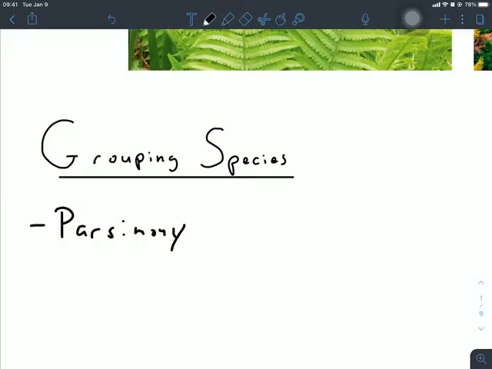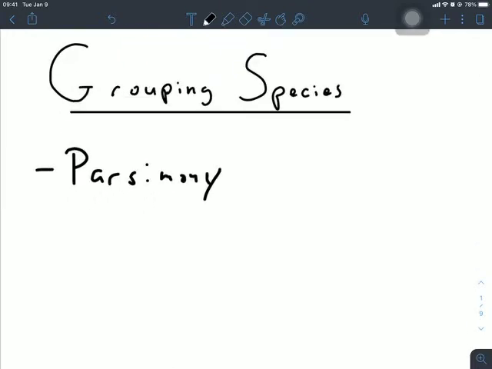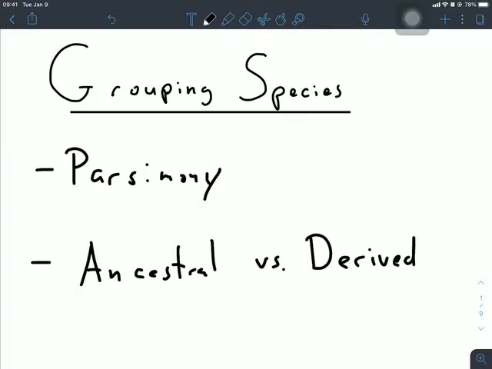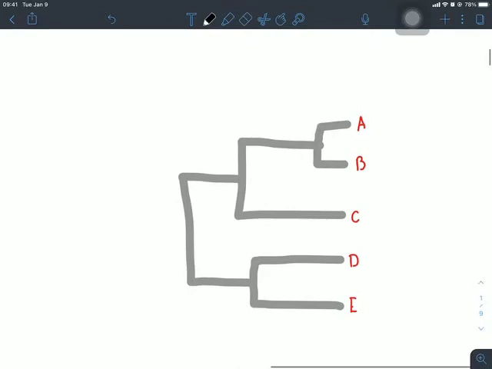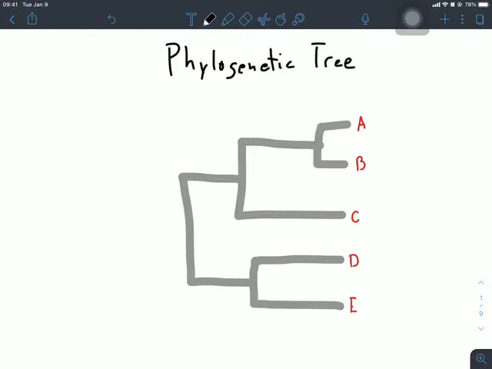Well, hopefully that gives you an idea of what the term means, but it doesn't give you an idea of the applications of the term. In order to understand how we apply parsimony, we need to look at the difference between traits that are ancestral versus traits that are derived. And we'll do so by looking at this sketch of a phylogenetic tree. Now in this tree, we've got 5 different species, A, B, C, D, and E.